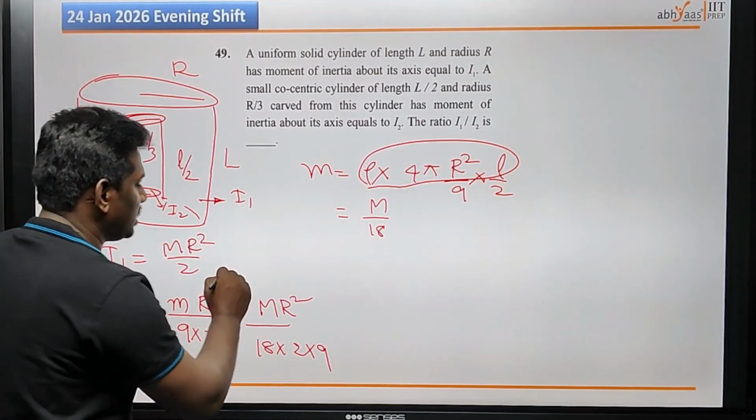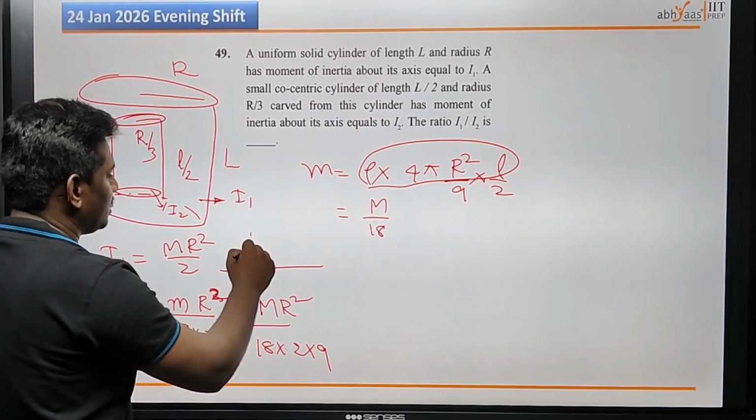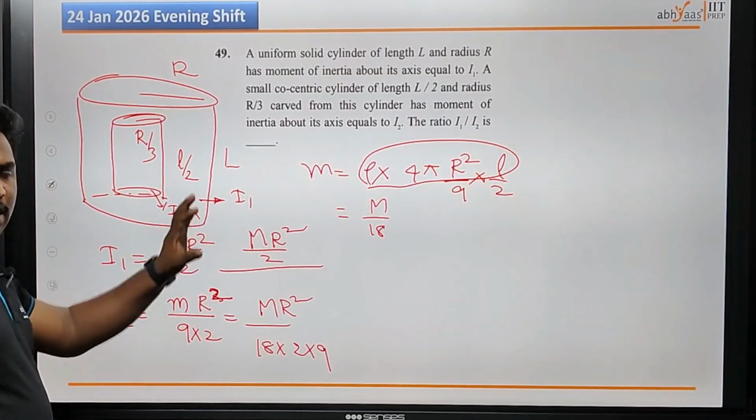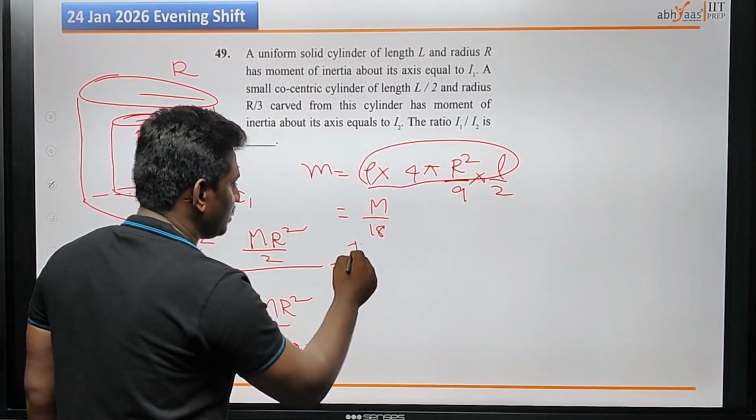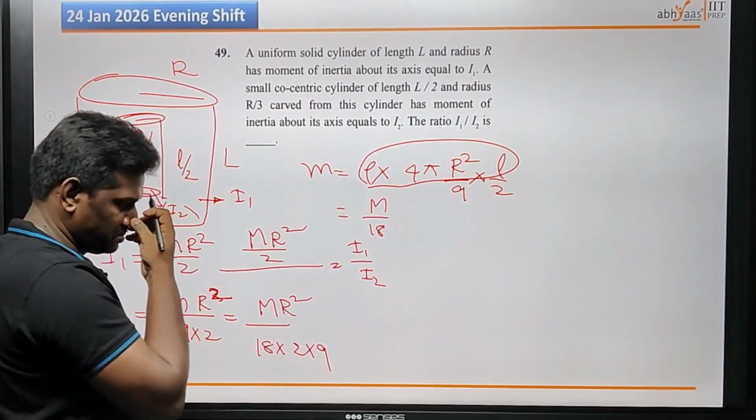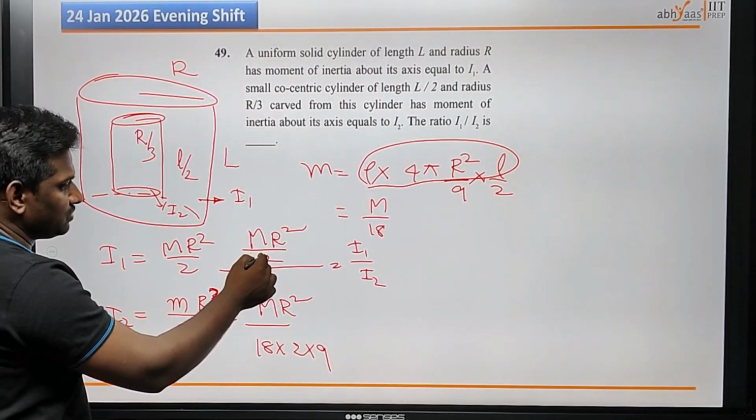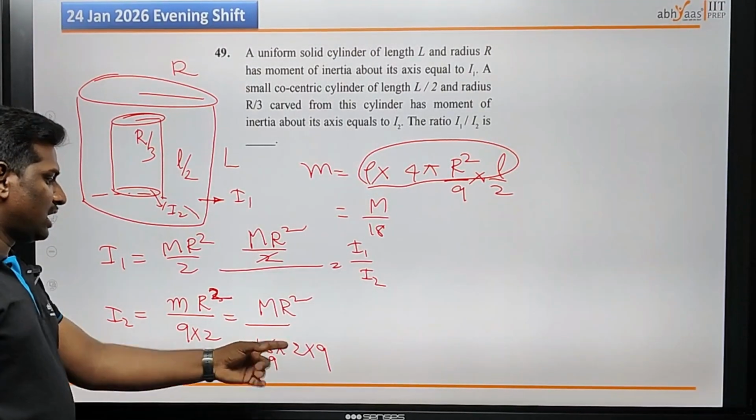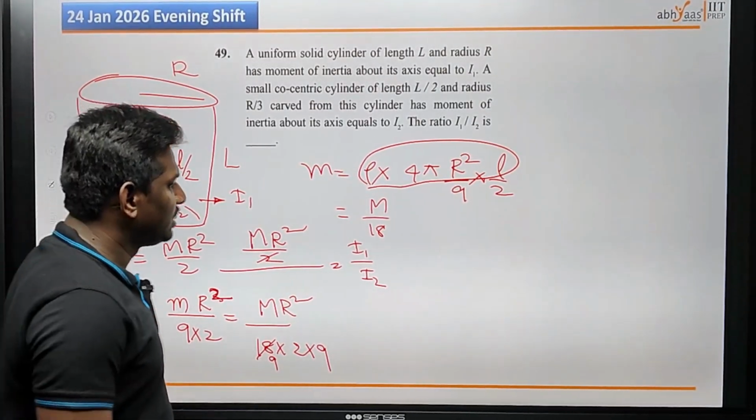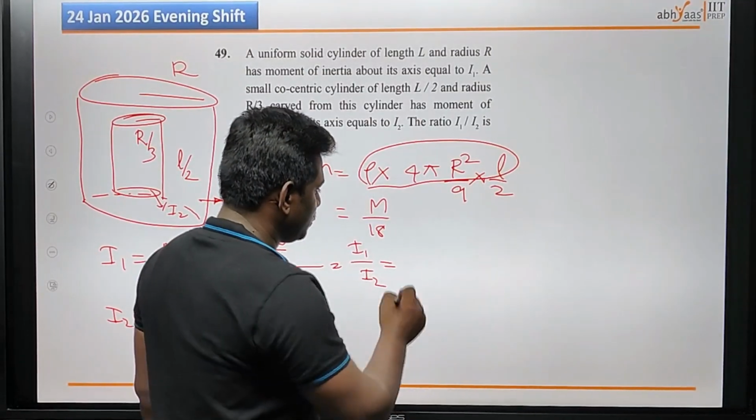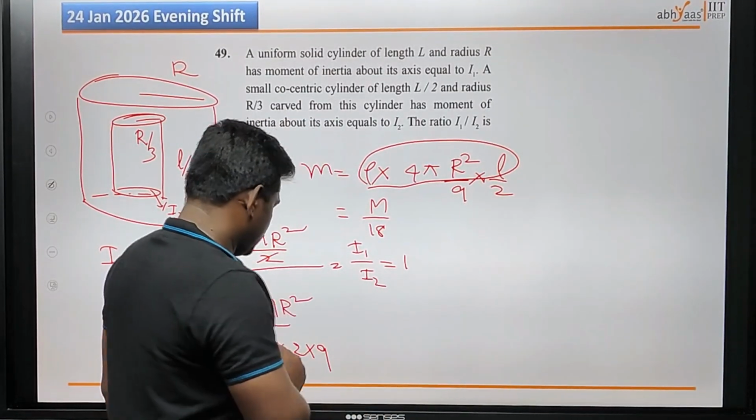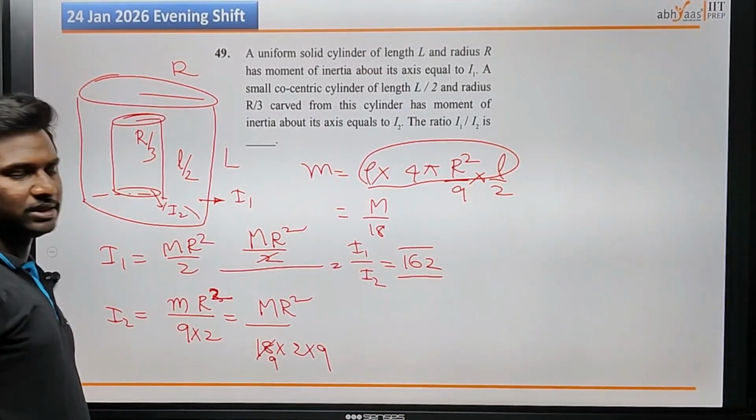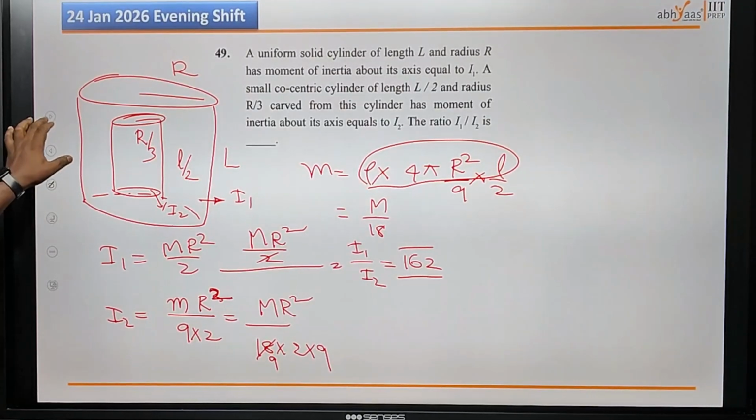I1 by I2 is M r square by 2 divided by M r square by 18 into 2 into 9. If we cancel these two, 9 into 9 is 81, and 81 into 2 is 162. This is your answer. 162 is your numerical answer.